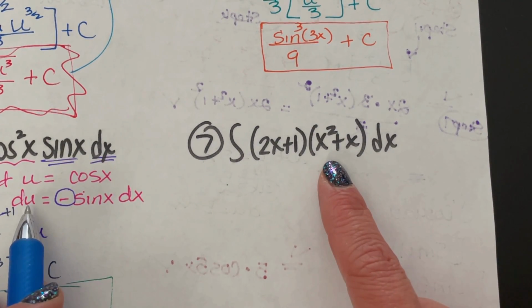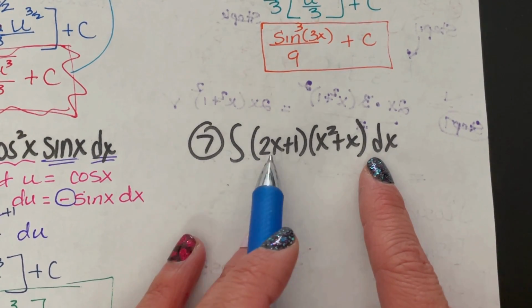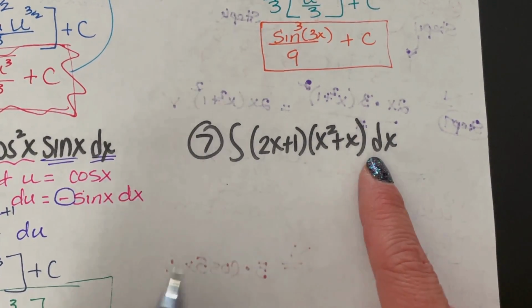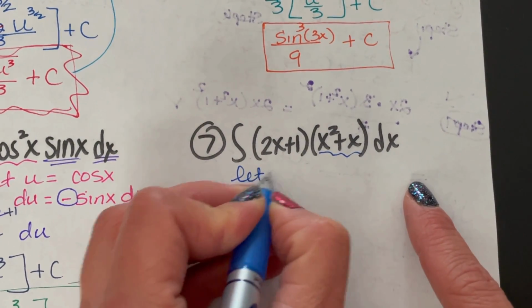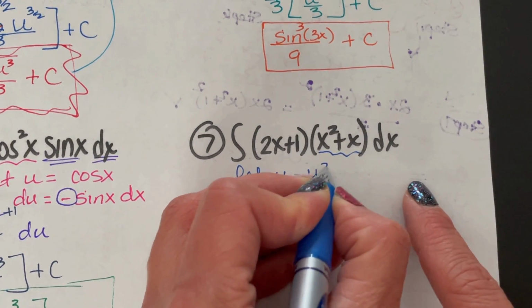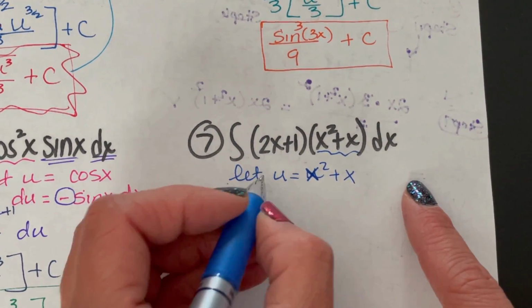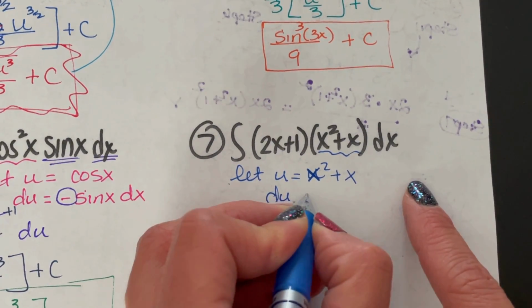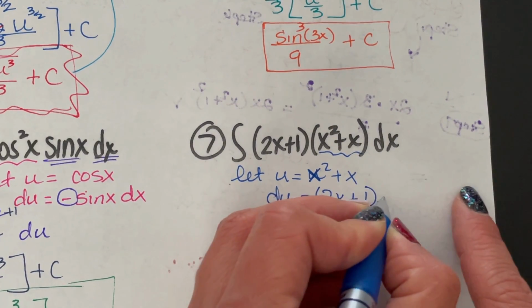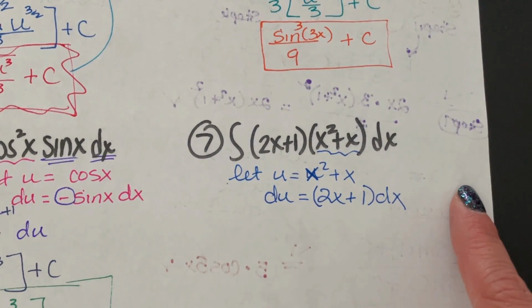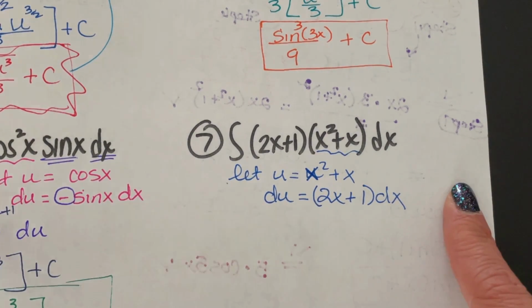You take its derivative. So if we were to take the derivative of x squared plus x, won't that be 2x plus 1, which is that? So that will be our du. So this is going to be our u. So let's let u equal x squared plus x. Okay, so when we take the derivative, we'll have du equals 2x plus 1, and then don't forget the dx. And do we have the 2x plus 1 dx to support our du?